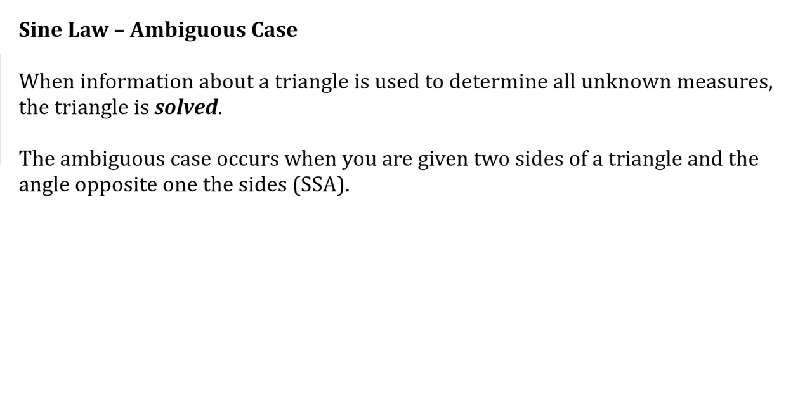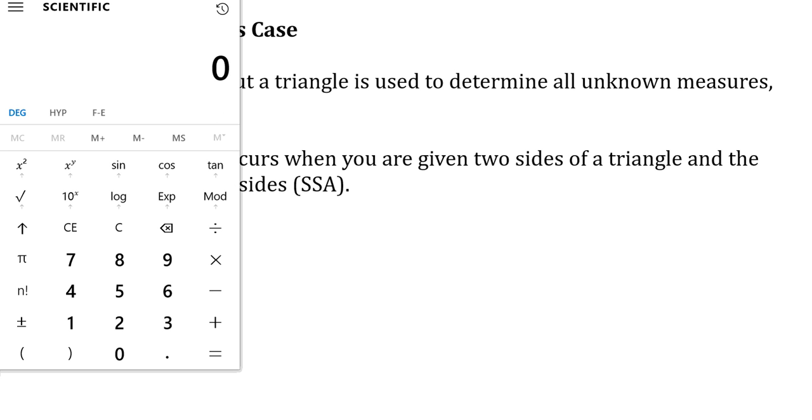The ambiguous case happens when we have an angle and then the two adjacent sides. And where that comes from is actually when we're doing calculations with sine of an angle. You'll notice if you take out your calculator, let's use the angle of 60, for example. If I take the sine of 60, I get 0.866. If I go ahead and take the sine of 120 degrees, I also get 0.866.